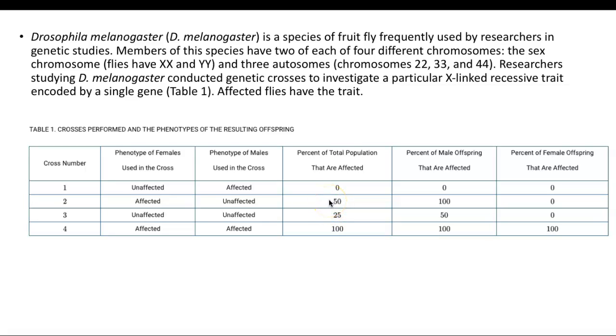So if 100% of the males are affected, that means she has to be homozygous recessive. Even to be affected, she has to be homozygous recessive. So this would be X little r X little r for the mother. So she's not a carrier. She's completely affected. And for the male parent, he would be X big R Y.